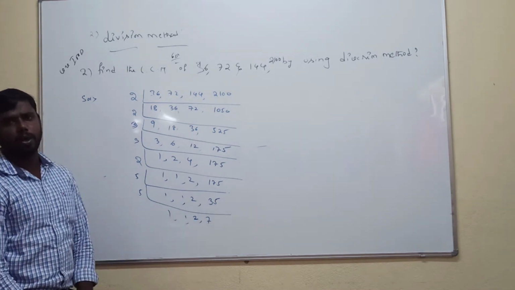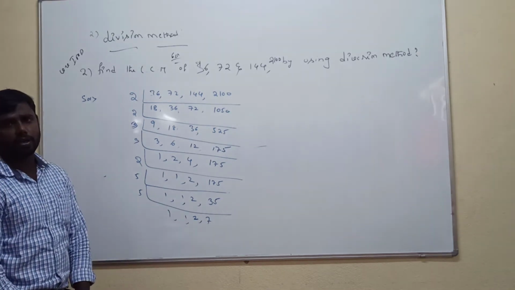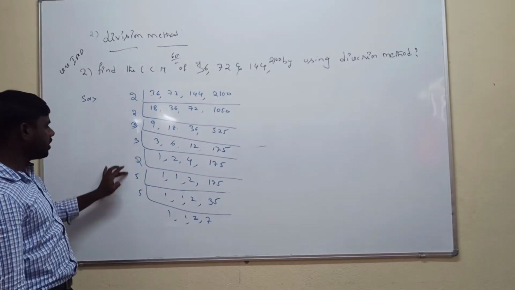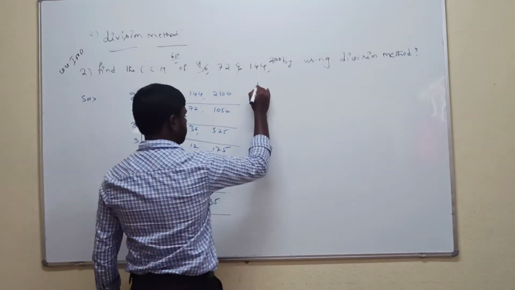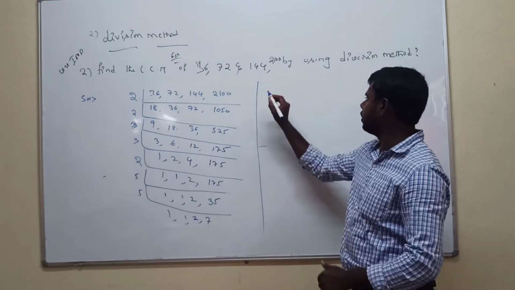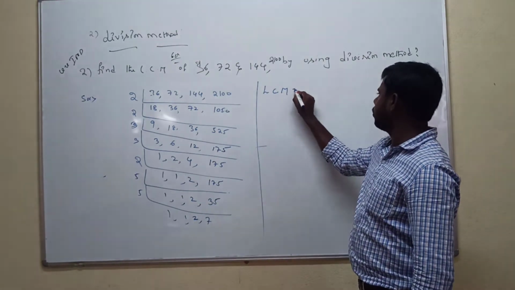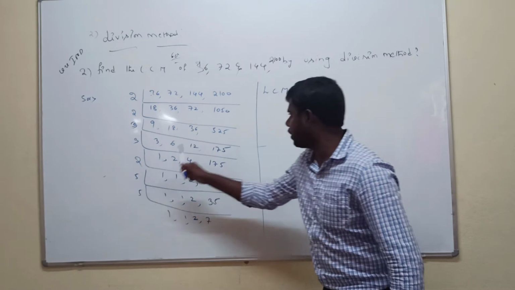217 is a prime number. So then stop the division. After that, product of all the divisors and remaining prime factors. So what are the divisors? Then LCM is equal to product of all the divisors.